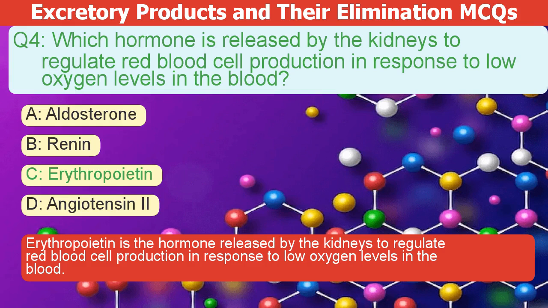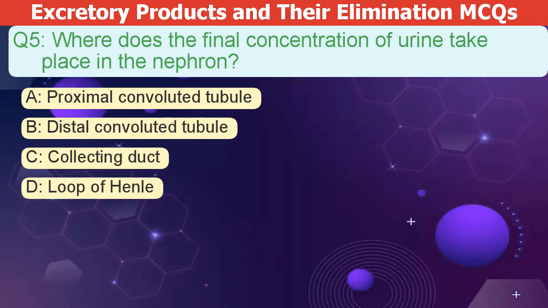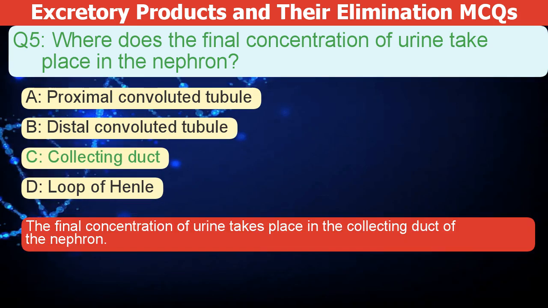in the blood. Where does the final concentration of urine take place in the nephron? A. Proximal convoluted tubule. B. Distal convoluted tubule. C. Collecting duct. D. Loop of Henle. The correct answer is C. The final concentration of urine takes place in the collecting duct of the nephron.